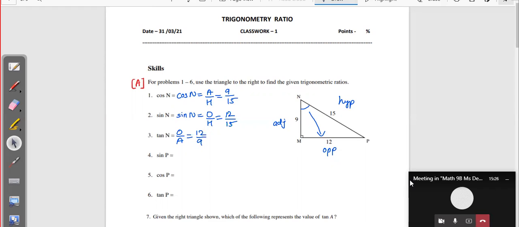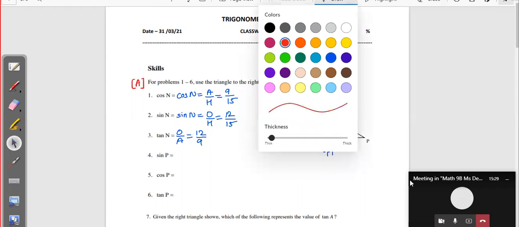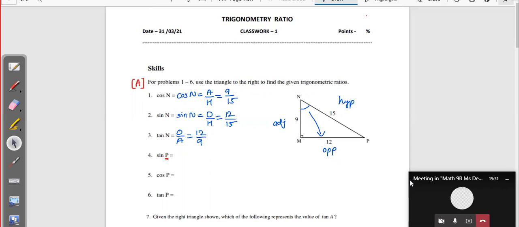Let me choose a different color for that. Red color. Sin p. So here the letter given is p. That means they are talking about this angle. Okay. And according to this angle, the opposite side becomes this one. So this is the opposite side. Now this becomes the adjacent side and this is hypotenuse again.